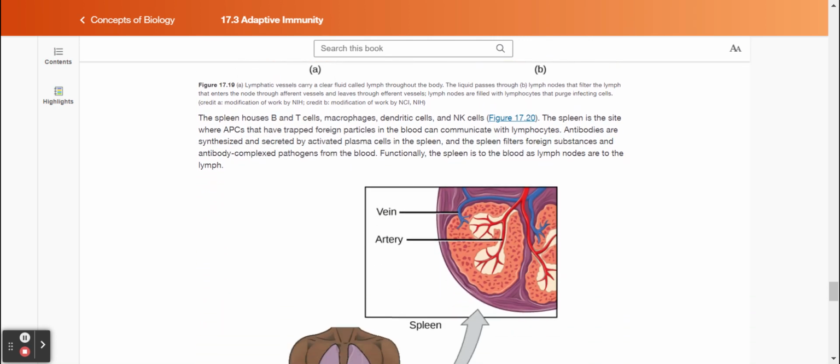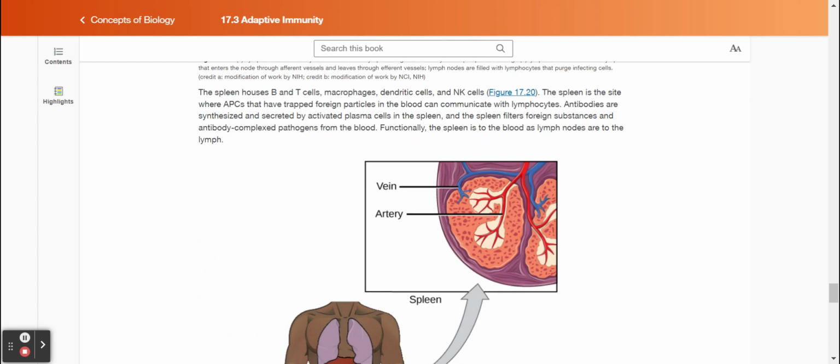The spleen houses B and T cells, macrophages, dendritic cells, and NK cells. The spleen is the site where APCs that have trapped foreign particles in the blood can communicate with lymphocytes. Antibodies are synthesized and secreted by activated plasma cells in the spleen, and the spleen filters foreign substances and antibody complex pathogens from the blood. Functionally, the spleen is to the blood as lymph nodes are to the lymph.